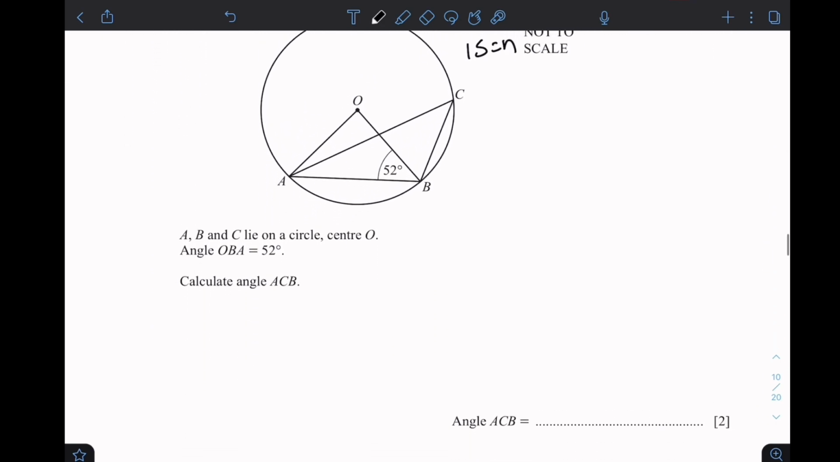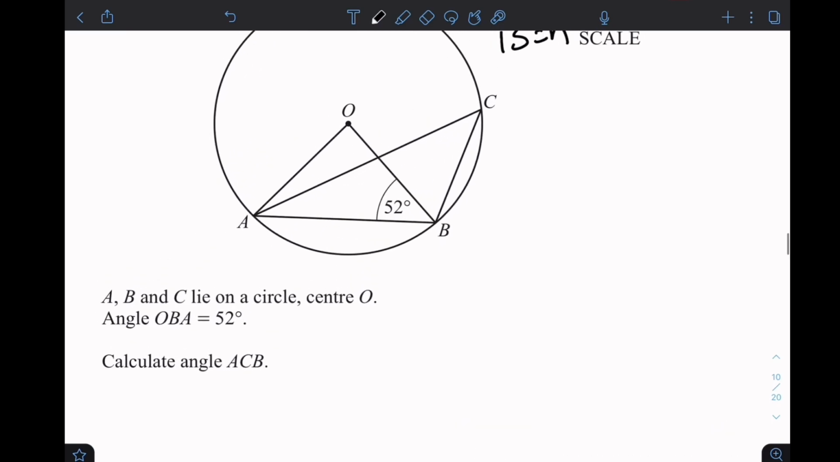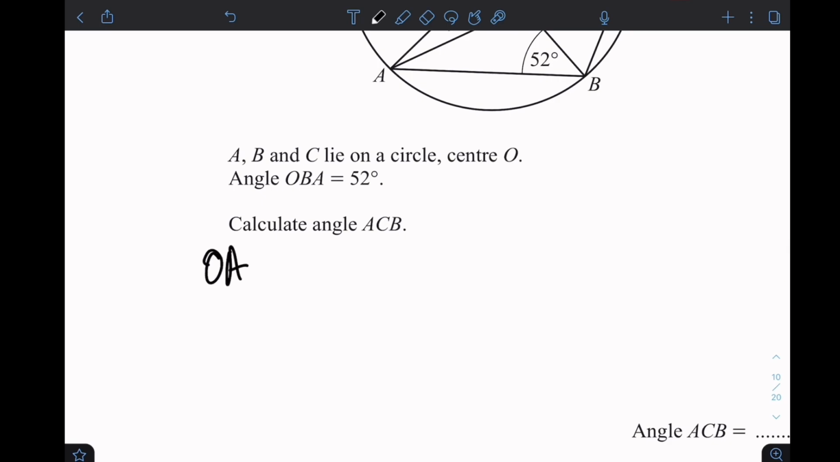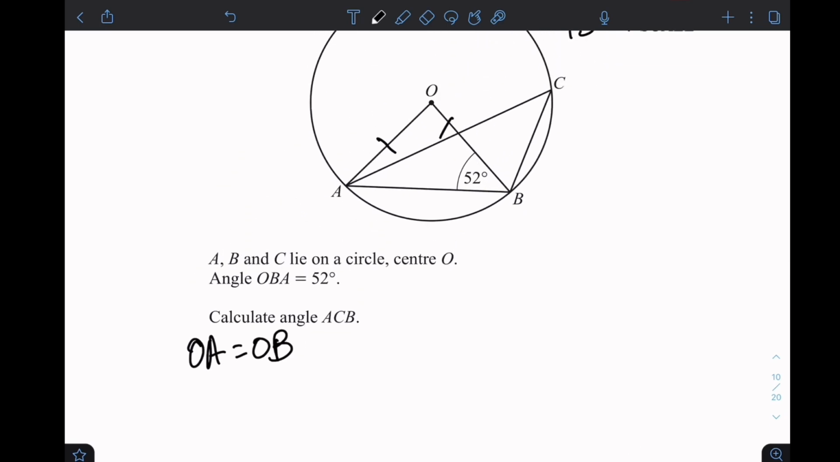Okay, so now A, B, and C lie on a circle center O. Angle OBA is equal to 52 degrees. Calculate angle ACB. Okay, so the first thing you should know is OA and OB, they both are radius. So OA is equal to OB. Why? Because they both are radius.